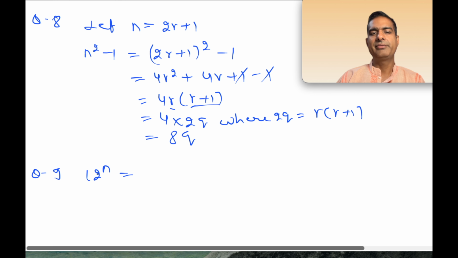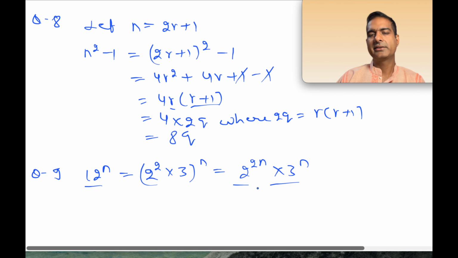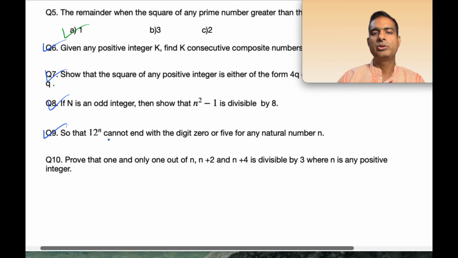So let us see the prime factorization of 12 to the power n. 12 can be factorized as 2 square times 3, so 12 to the power n is 2 square times 3 to the power n. If I open it, it will be 2 to the power n times 3 to the power n. Now we can see that the prime factorization of 12 to the power n does not contain any 5, and if its prime factorization does not contain any 5, then it cannot end with 0 or 5. So in this way we can say that 12 to the power n cannot end with the digit 0 or 5 for any natural number n.